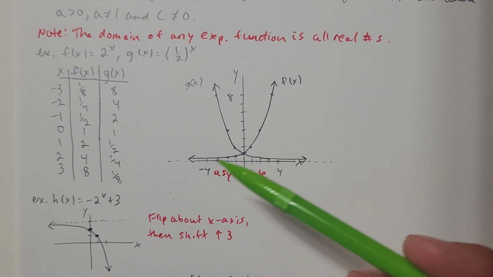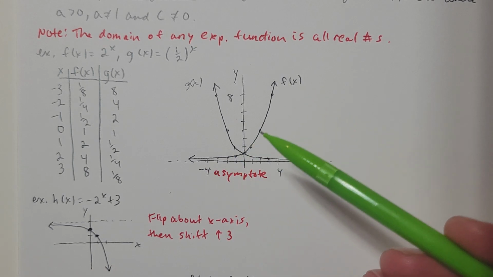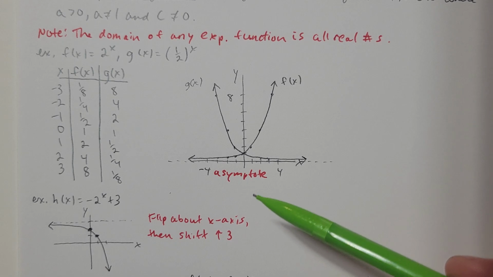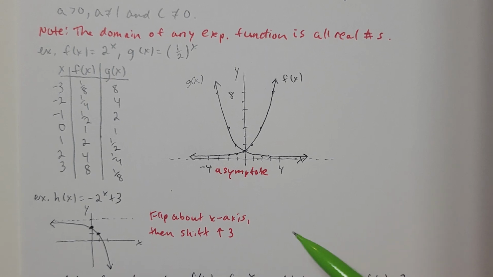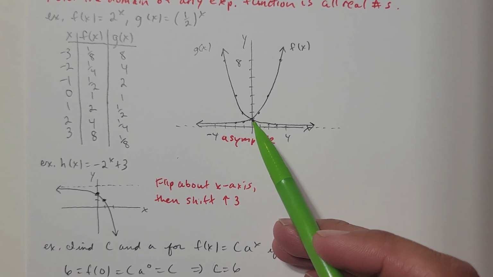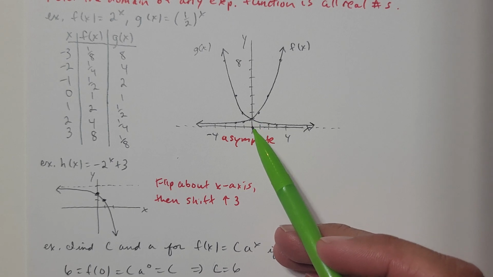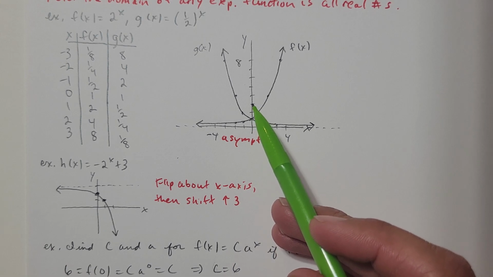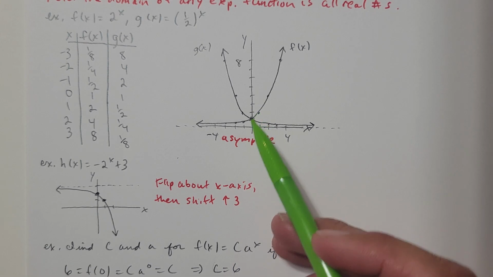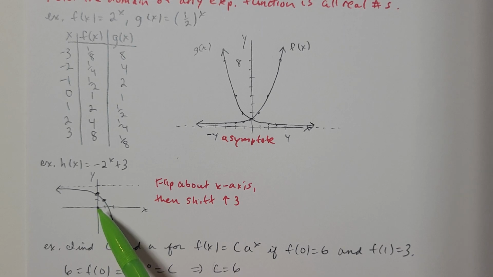The graph of f of x, or y equals 2 to the x, I'm going to have to flip upside down and then shift up 3 units. So all the points are going to move. Let's see where some of them are going to land here. So here's (0, 1). When I flip that about the x-axis, that puts me at (0, negative 1). And then when I shift that up 3 units, that puts me at (0, 2). So the point that was at (0, 1) is now going to be at (0, 2).